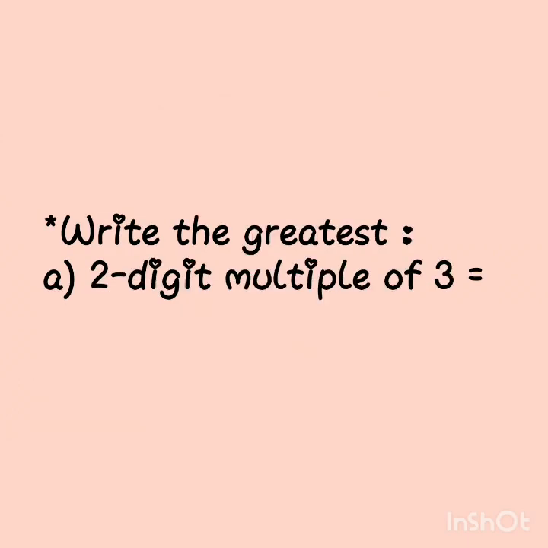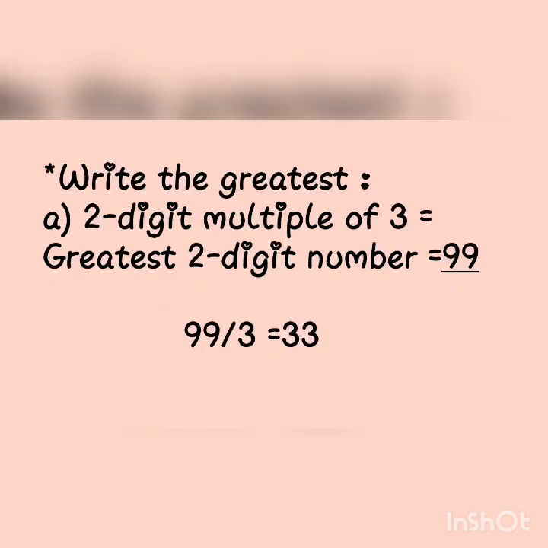Now the next question is write the greatest 2-digit multiple of 3. We know that the greatest 2-digit number is 99. Now, how to check whether 99 is a multiple of 3 or not? We have to divide 99 by 3. If it is divisible by 3, then 99 is a multiple of 3. Yes, 99 is divisible by 3. So, 99 is the multiple of 3 and this is the greatest 2-digit multiple of 3.